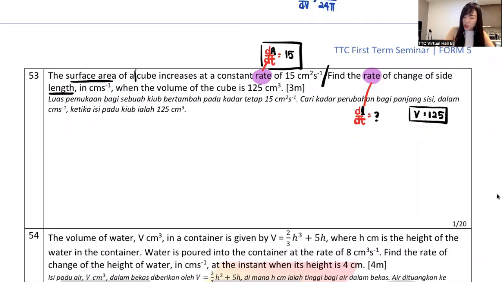Cube. What is a cube? Never mind, I tell you what is cube, okay? Cube in 2D is what shape? It's a square shape, okay? A square in 3D is called a cube. A rectangle in 3D is called a cuboid. Okay, my dear, those are the two different names. So cube is like this.